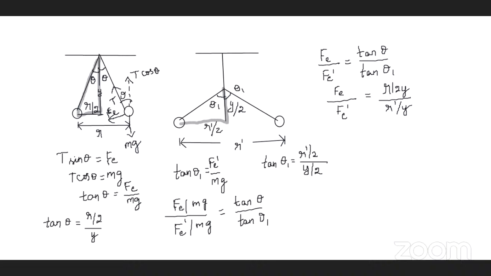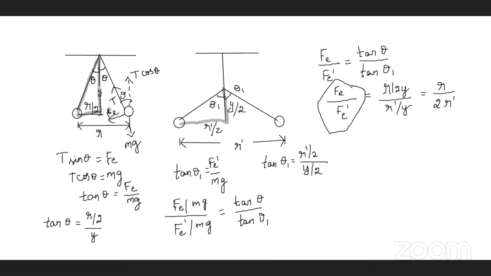So from this you can cancel out the terms which you can cancel. So the y will be cancelled. Okay, y will be cancelled. That means r by 2r prime is equal to Fe by Fe prime. Okay, so now we have to find out this Fe by Fe prime ratio. From that we can arrive at the value of the equilibrium separation r prime.